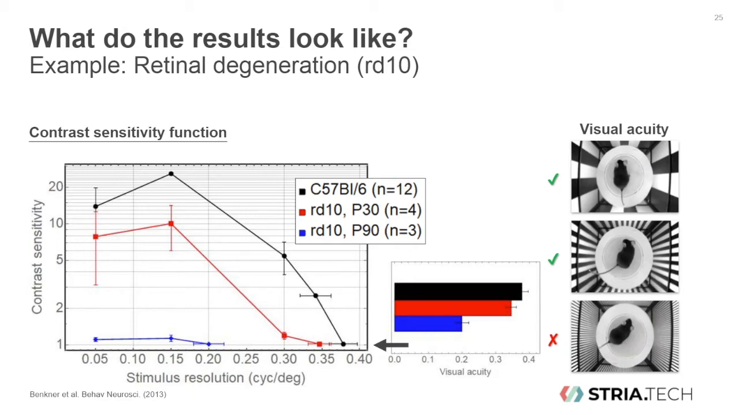For most research projects, it will not be necessary to determine the full contrast sensitivity function of your animals. It is often sufficient to measure only visual acuity or only contrast sensitivity at a certain resolution.